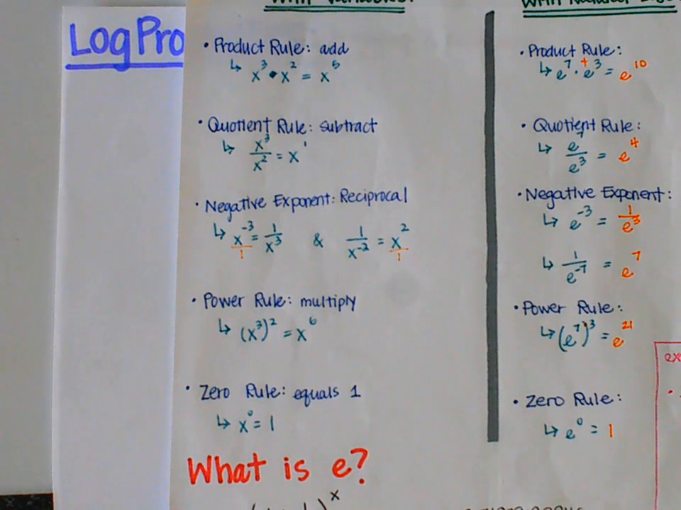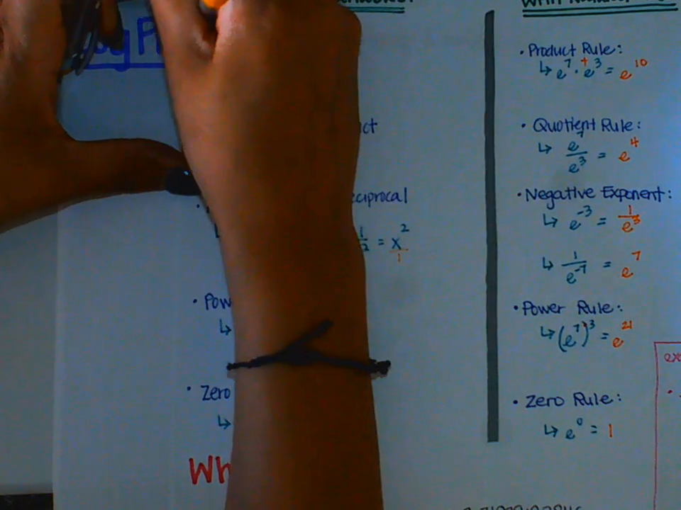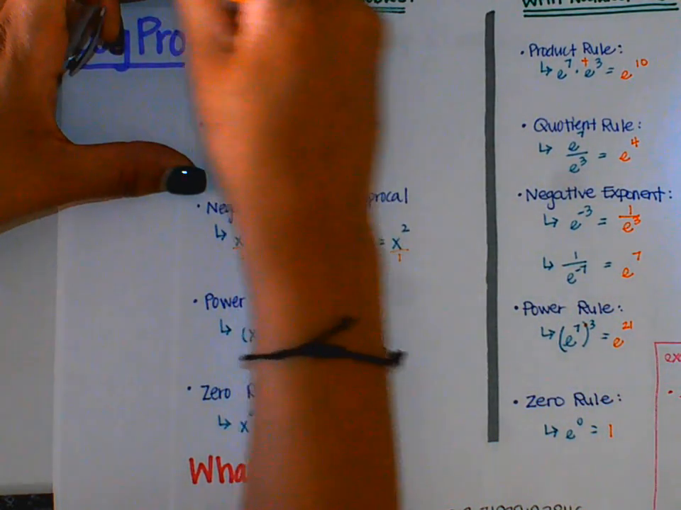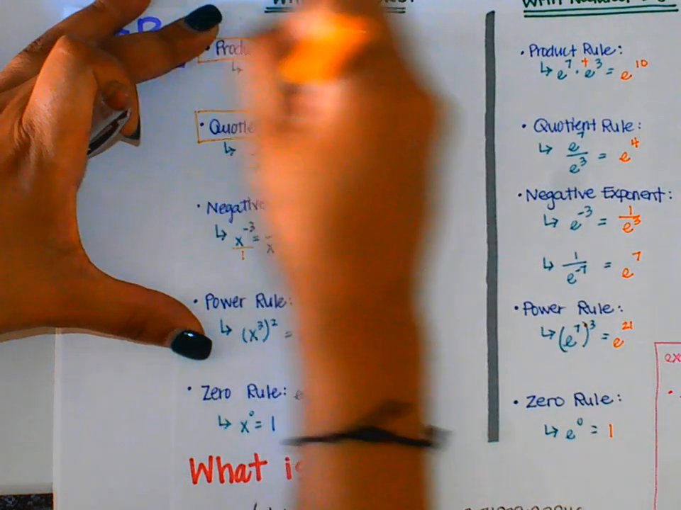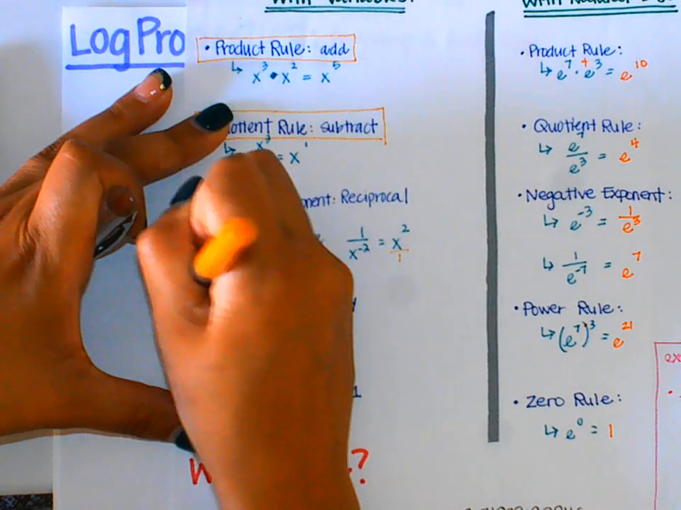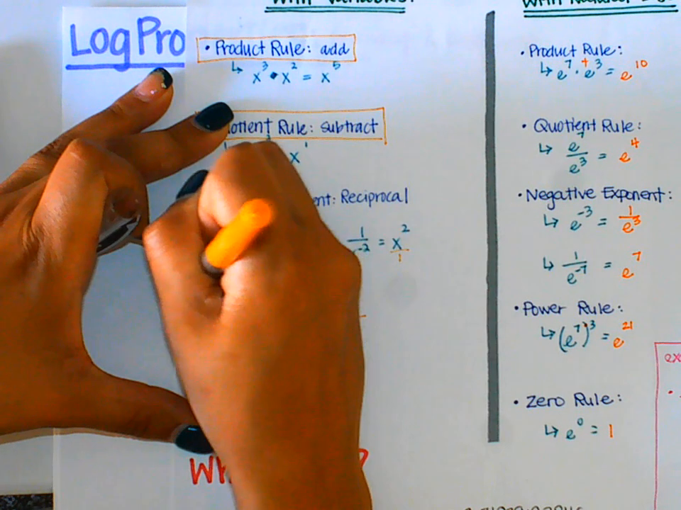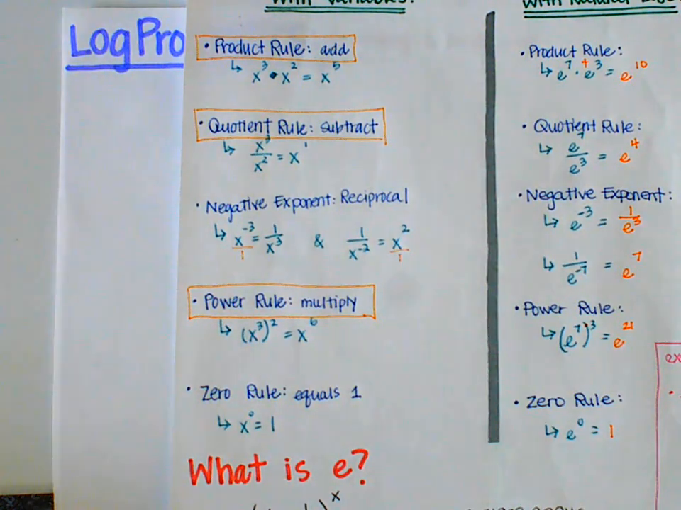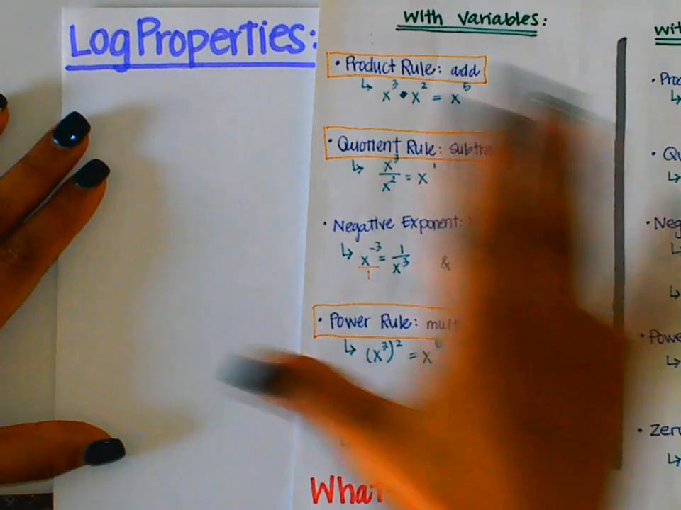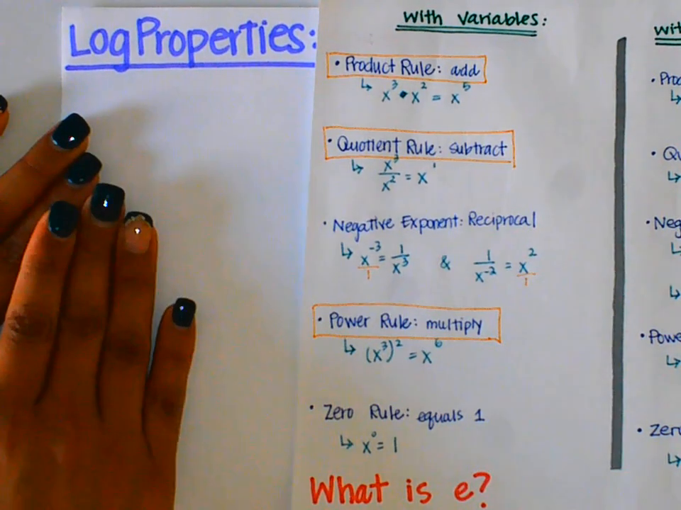I want to focus on three specific ones for this. I want us to focus on the product rule, the quotient rule, as well as the power rule. And I kind of want to write that in terms of our log properties for today.